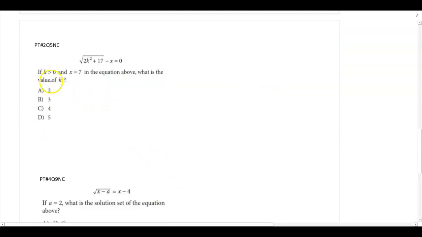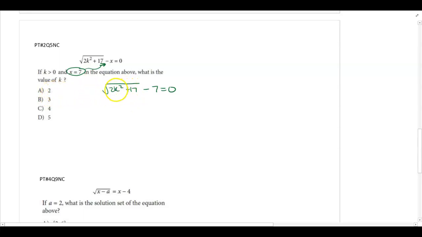So now the next one. If k is greater than 0 and x is equal to 7 in the equation above, what is the value of k? So again, now I'm going to substitute 7 in for x. So the square root of 2k squared plus 17 minus 7 equals 0. Now again, it's not that this is a hard equation to solve. Okay, but if you wanted to, you could plug the answers back in real quickly. So let's try that in our head real quick.